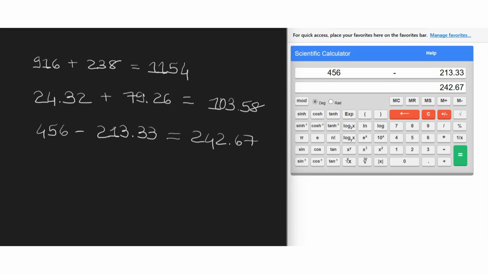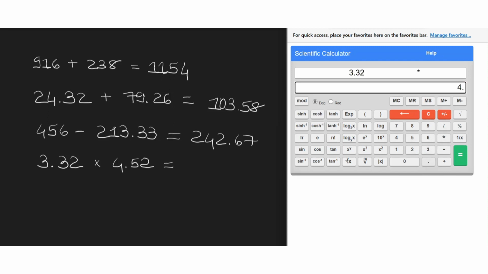Then suppose I'm having this way decimal number and want to perform multiplication. Then simply I'll just write the number 3.32, press multiplication sign into 4.52 and press equal to. So we get it as 15.0064.